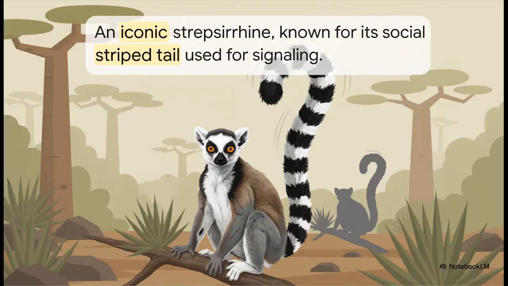And of course, you probably recognize the most famous of all, the ring-tailed lemur. That tail is great for sending visual signals, sure, but make no mistake, they are absolute masters of scent communication. They even have something called stink fights, where rival males will rub their tails on their scent glands and then wave them at each other.